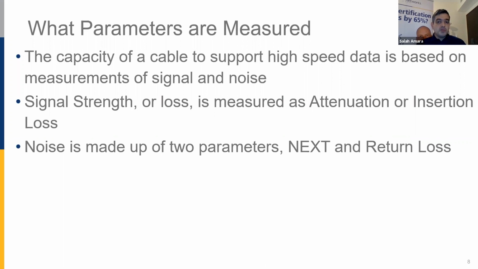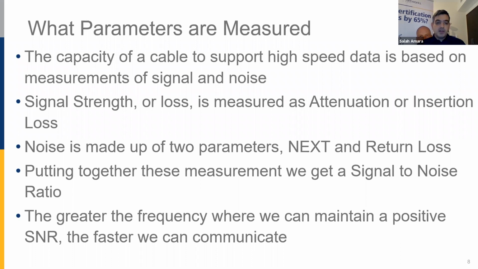Noise is made up of two measurements, which is near-end crosstalk and return loss, and we will explain this difference. The greater the frequency where we can maintain a positive signal to noise ratio, the faster we can communicate. So those are the parameters that we are basically measuring with our certification tools. And we will go very fast in 4 slides explaining what we mean with the insertion loss, what we mean with the near-end crosstalk and return loss, and what we mean with the signal to noise ratio.